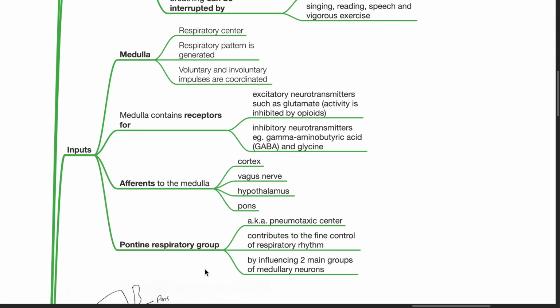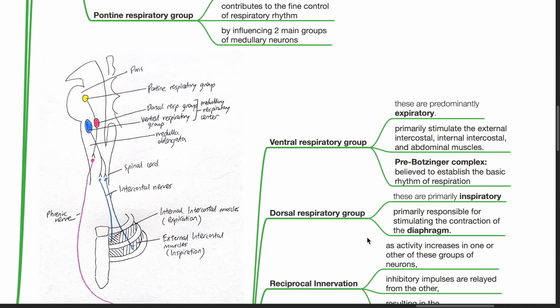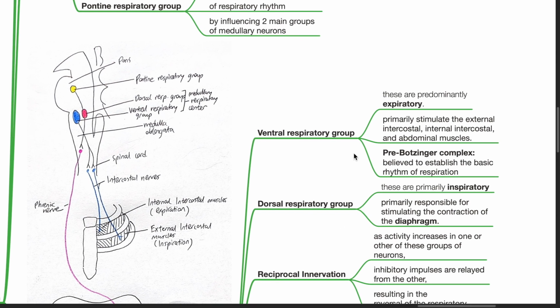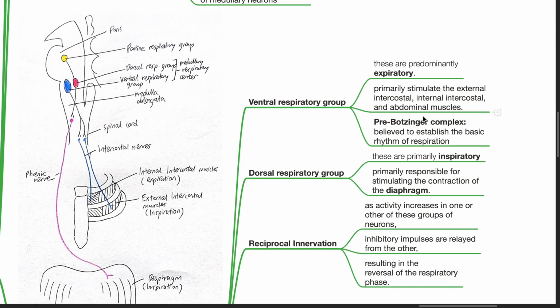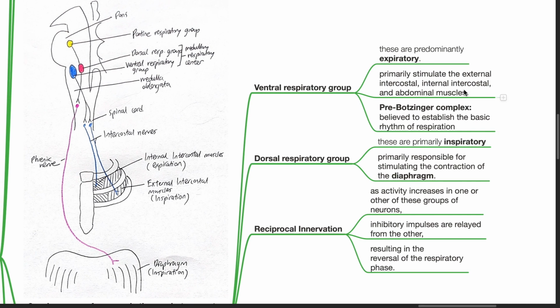The pontine respiratory group is also known as the pneumotaxic center. It contributes to the fine control of respiratory rhythm by influencing the two main groups of medullary neurons, which are the ventral respiratory group and dorsal respiratory group. The ventral respiratory group is predominantly expiratory, primarily stimulating the external intercostals, internal intercostals, and abdominal muscles. The pre-Botzinger complex is a group of neurons believed to establish the basic rhythm of respiration. The dorsal respiratory group is primarily inspiratory and is responsible for stimulating the contraction of the diaphragm.